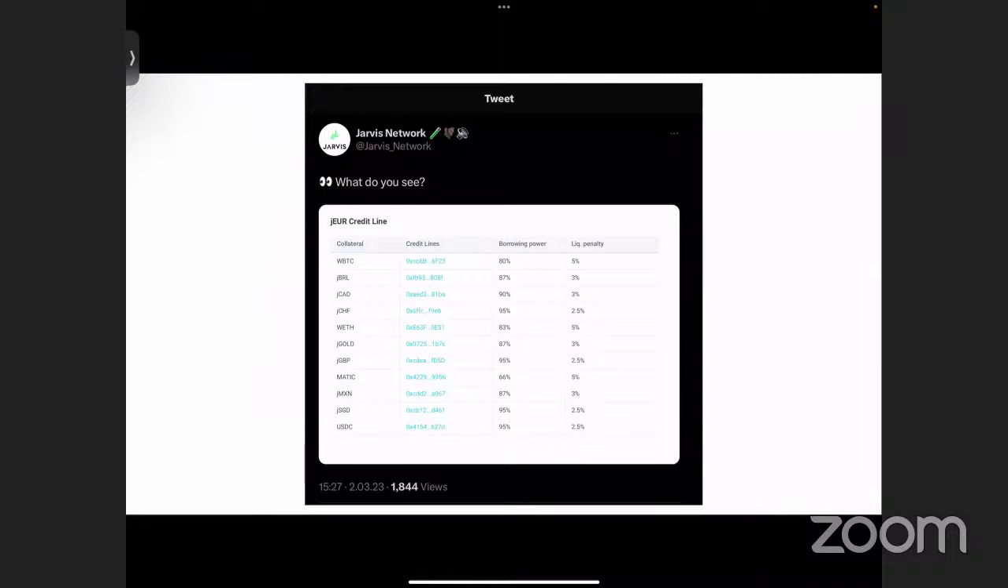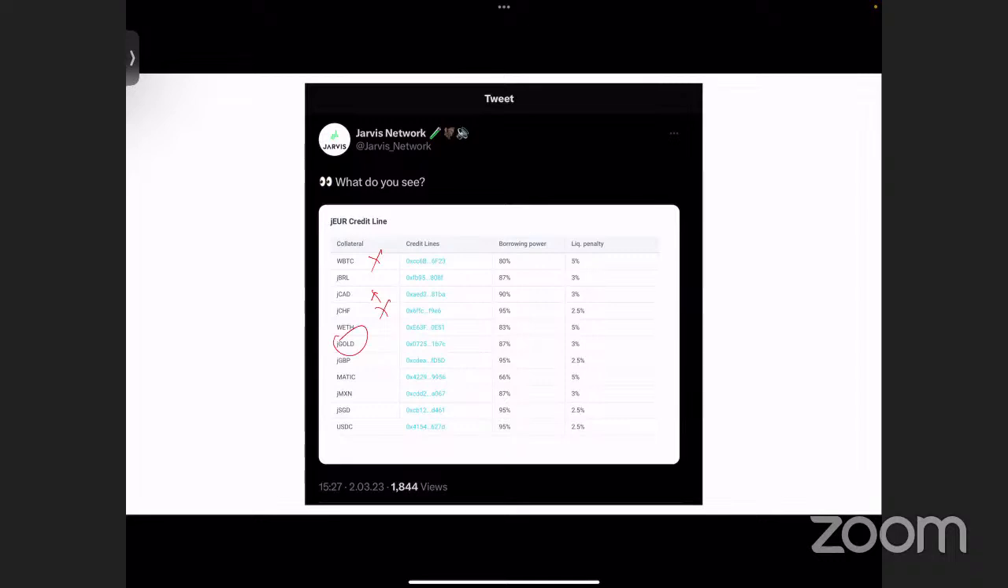We have added more collateral today. So now you can borrow JEuro with Bitcoin, with Canadian dollar. Let's say you are Canadian, you want to have only an exposure to the Canadian dollar, well, you can. You borrow JEuro against your jCAD. Same thing for the Swiss franc. Same thing for gold.